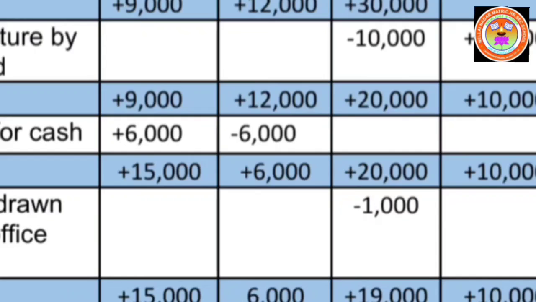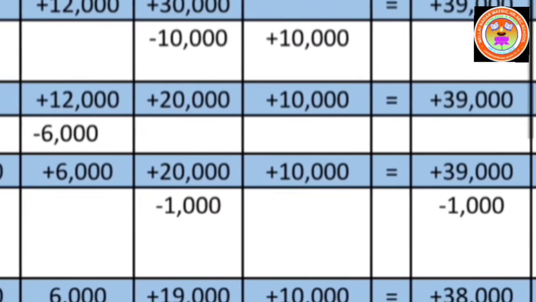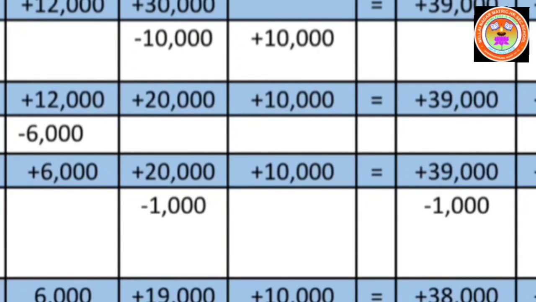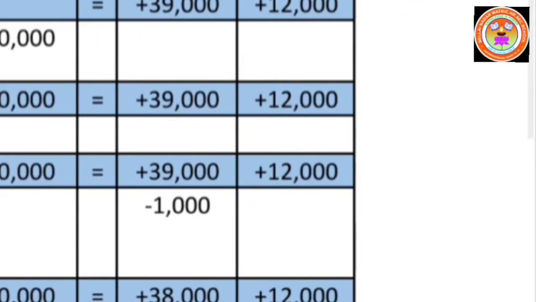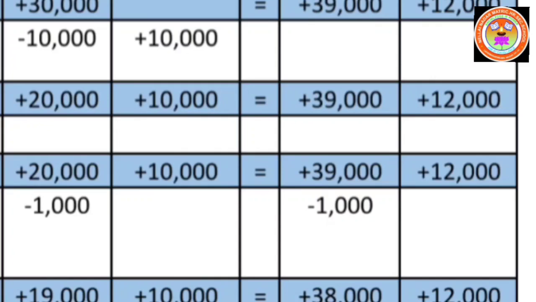15,000 should be brought down, then 6,000, then 20,000 minus 1,000 will give you plus 19,000. 10,000 remains the same, no adjustments. Then under the capital column, 39,000 minus 1,000 will give you plus 38,000. Then the creditors column remains the same, no adjustments. So plus 12,000. You can cross check your answer.